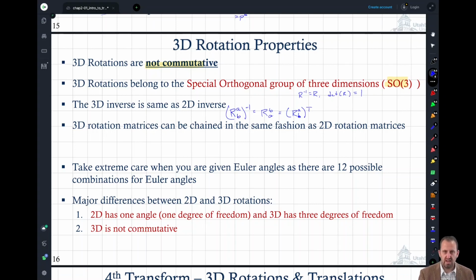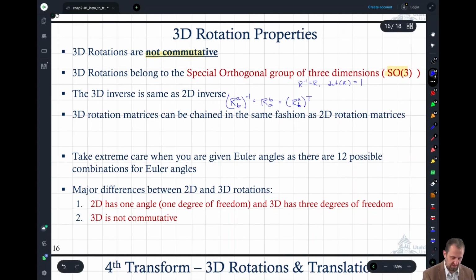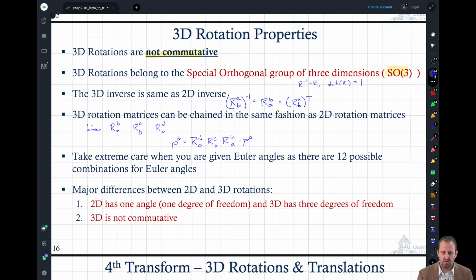We can also chain 3-dimensional rotations in the same way that we did 2-dimensional rotations. So given RAB, RBC, RCD, we can write that P in frame D is just going to be equal to RCD times RBC times RAB times PA. Okay, so we can still chain together those 3-dimensional rotations.